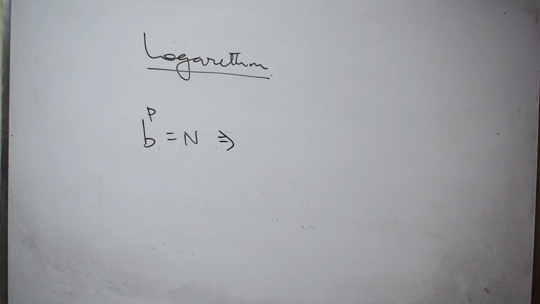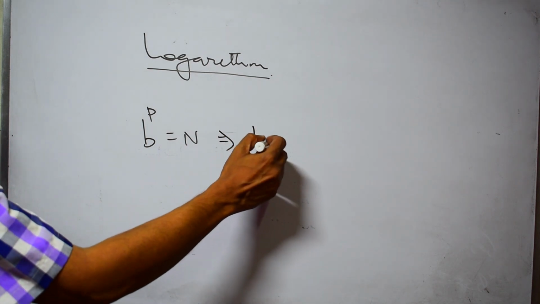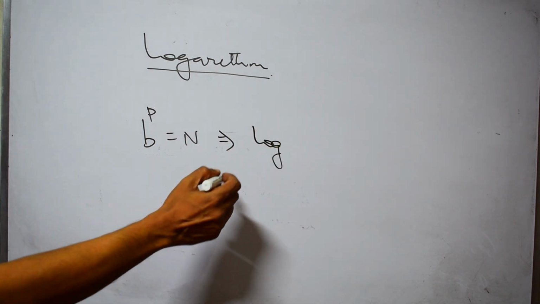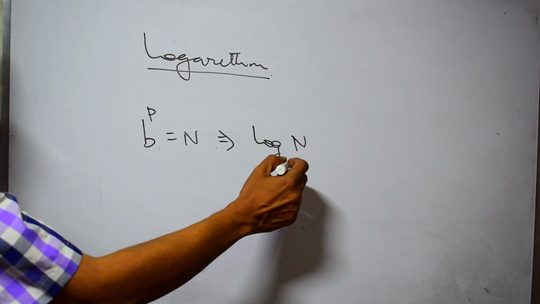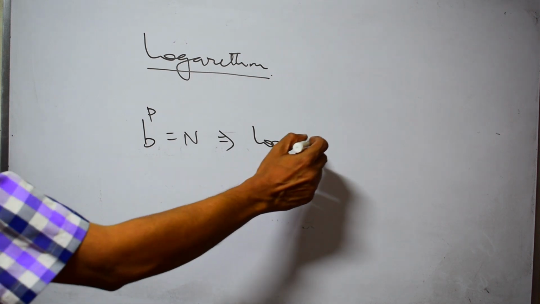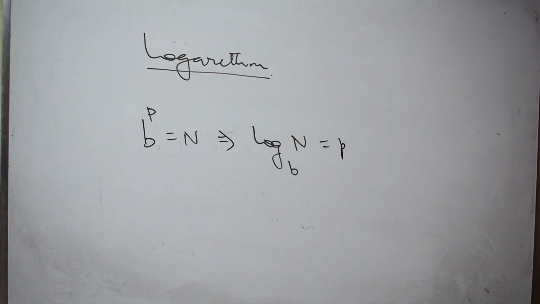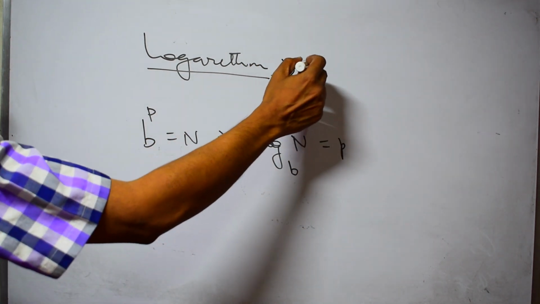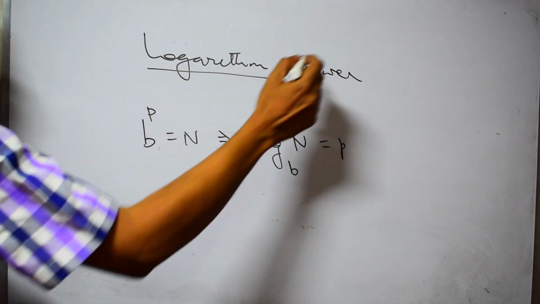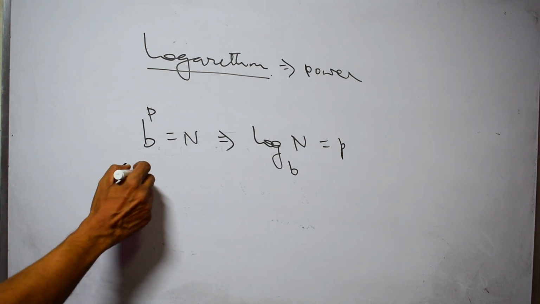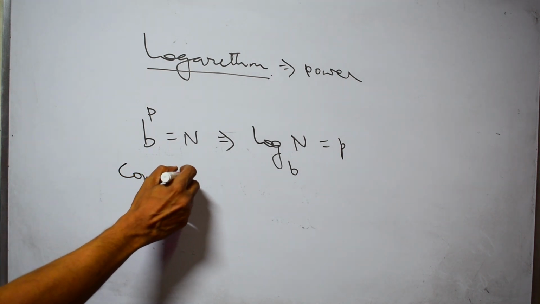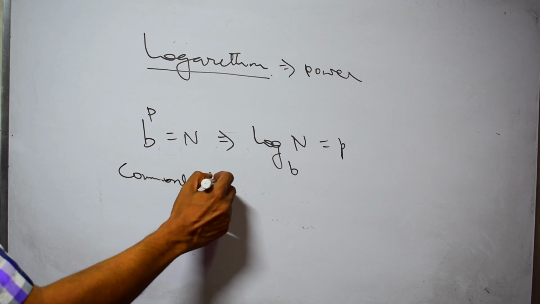That implies if I write it in logarithm form, then it will be log of n to the base b, and the result will be p. So log is, in one word, the power. It is the power of a particular base, and we have to have a particular base. Normally, commonly, we take the base as 10.